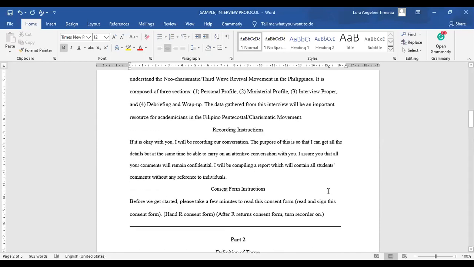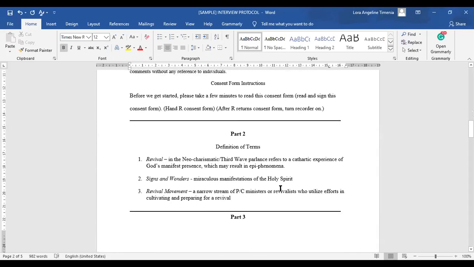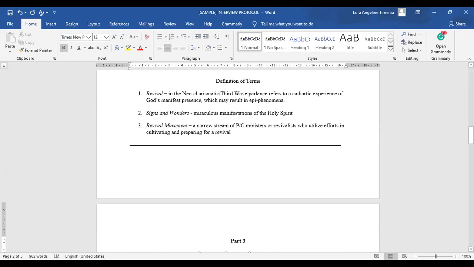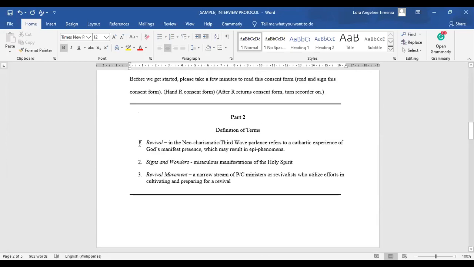Okay, the second part are definition of terms. So in my study, I used some words that others may not understand. Example, I used revival, signs and wonders, and revival movement. So that when you give them the questionnaire, they have these definitions. I answered one questionnaire one time. There was a PhD student who came to APTS and she gave us these questionnaires to answer, but some words I just didn't understand, or I didn't know what she was trying to ask. So I ended up not answering the questionnaire.